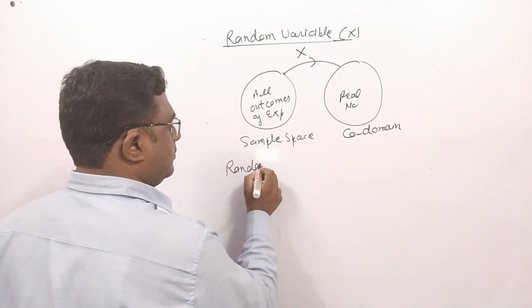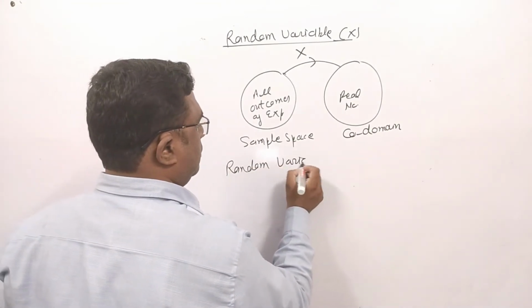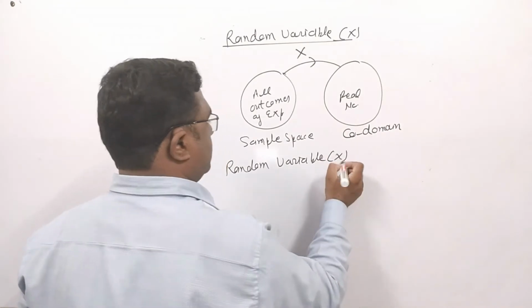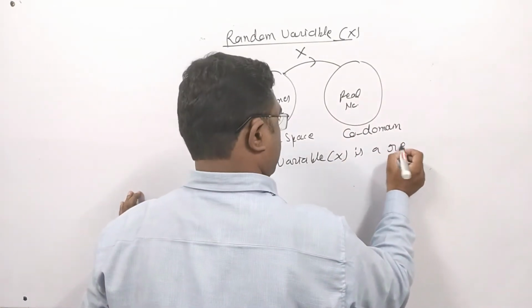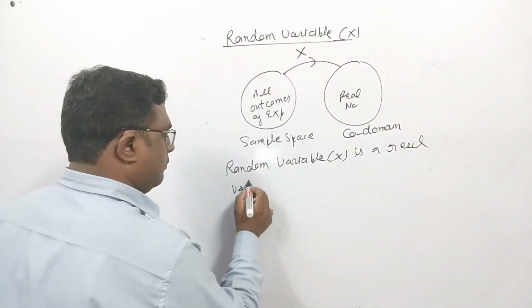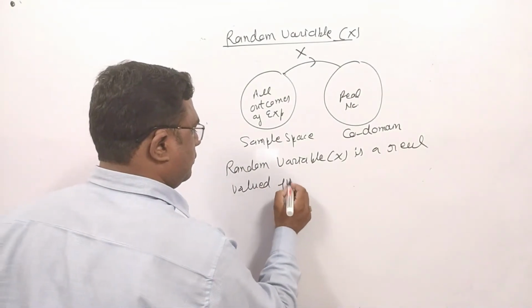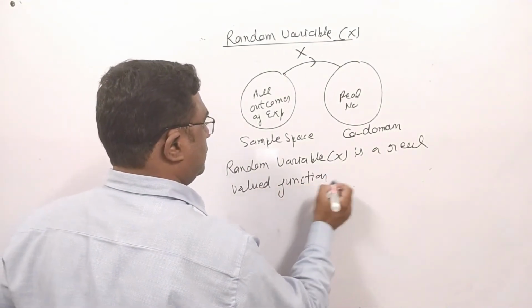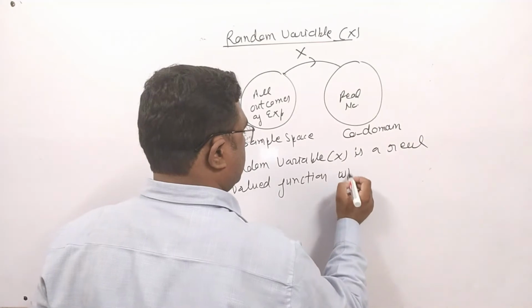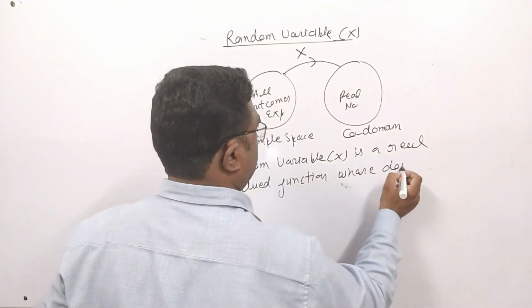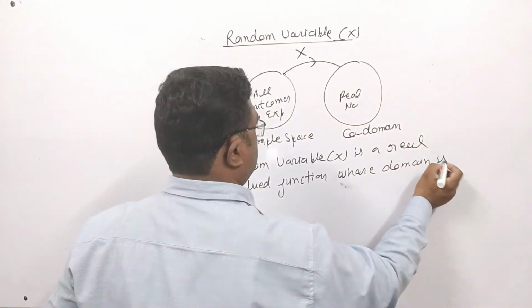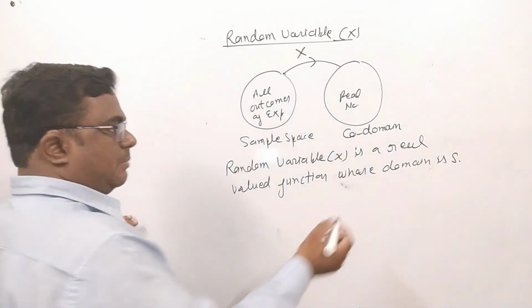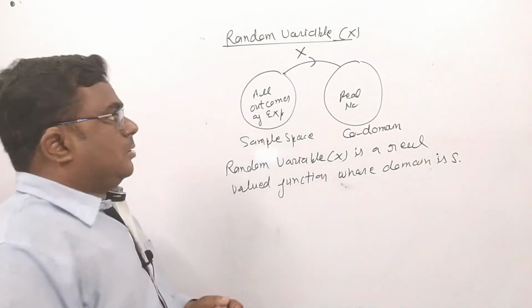Random variable capital X is a real valued function whose domain is capital S. Capital S means sample space. Okay.